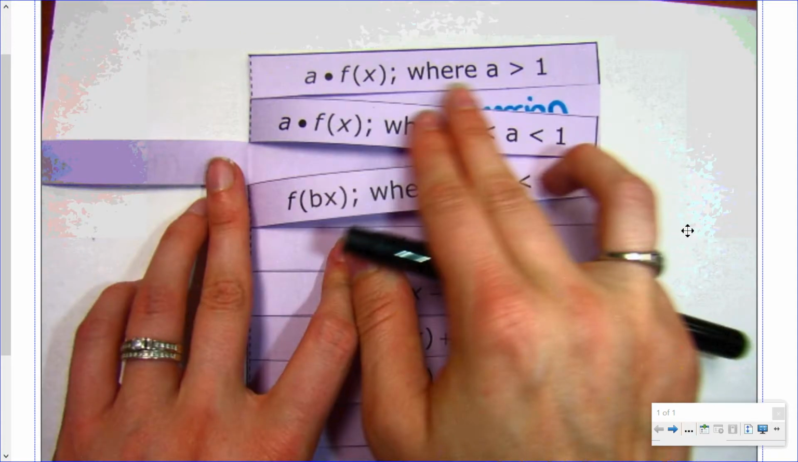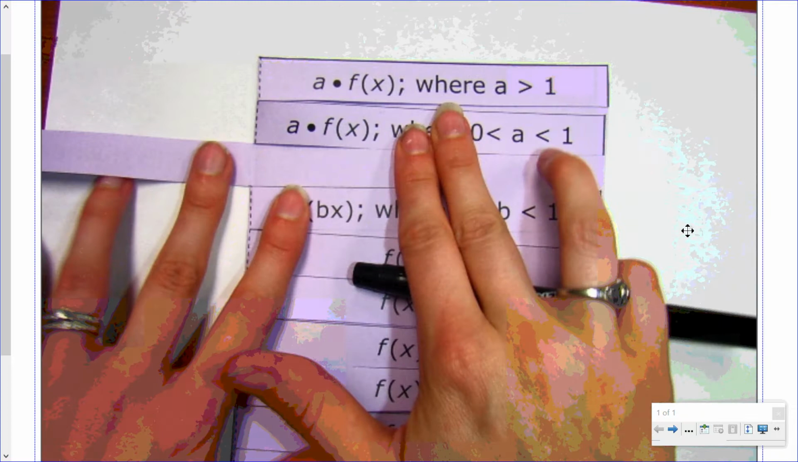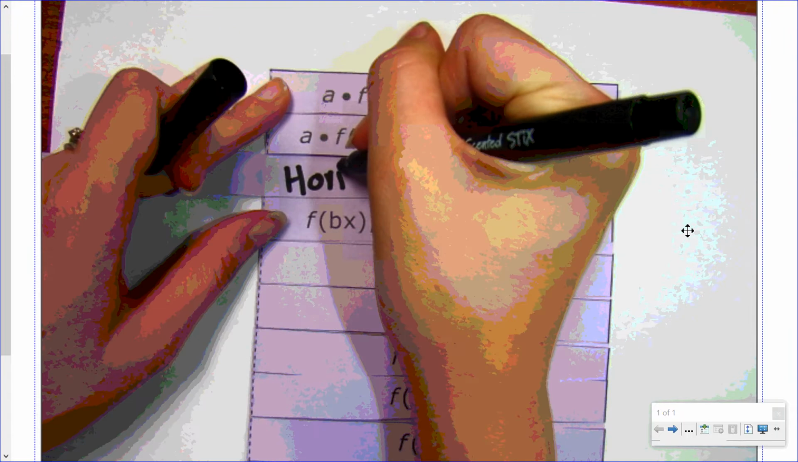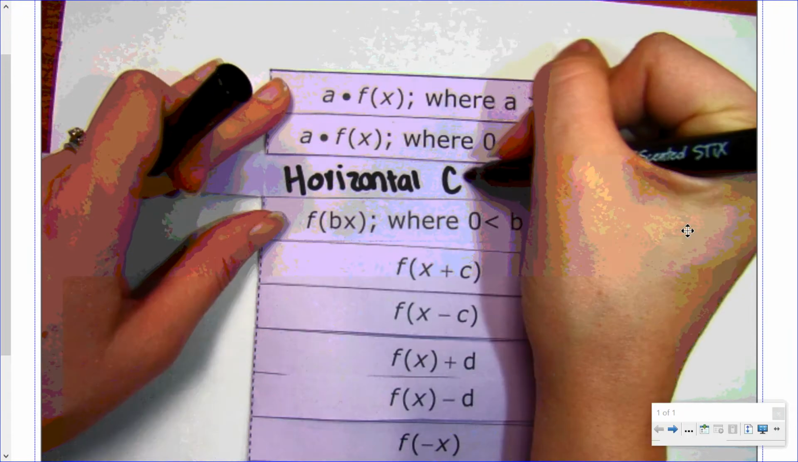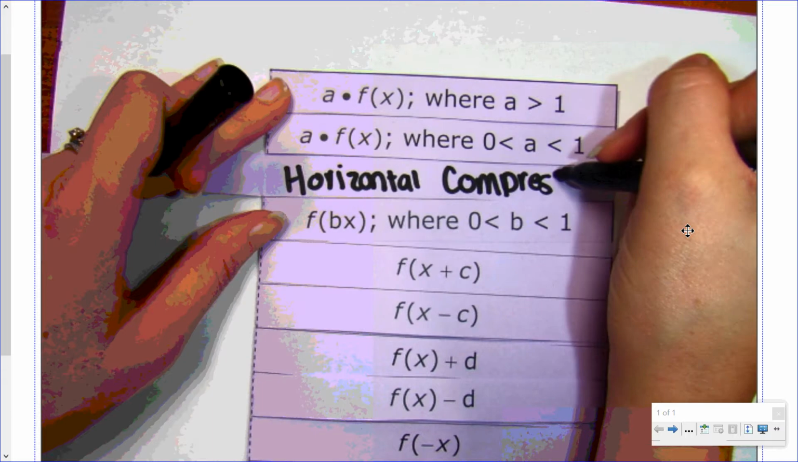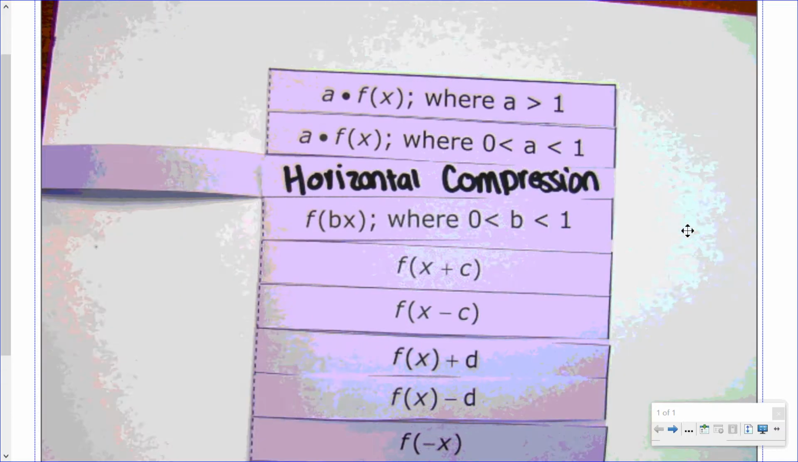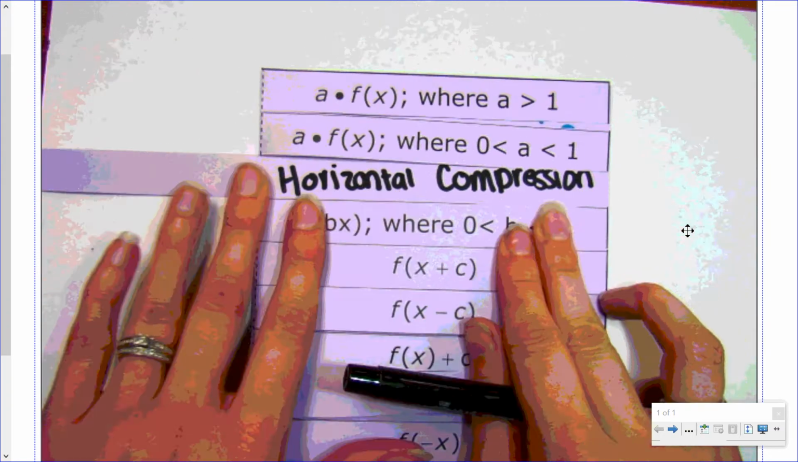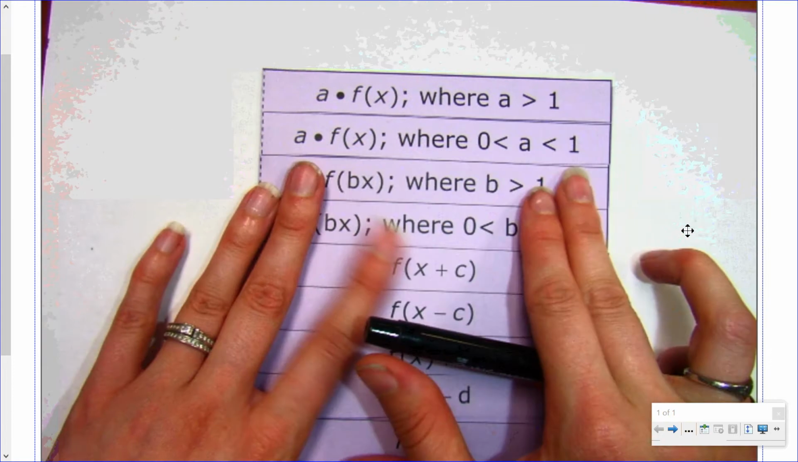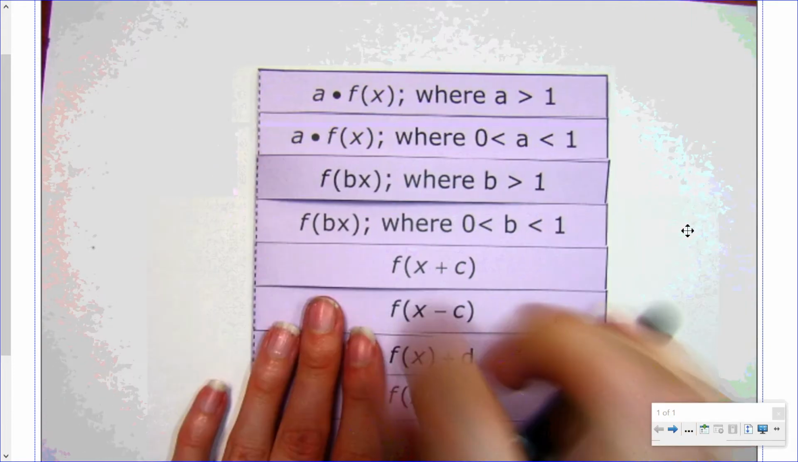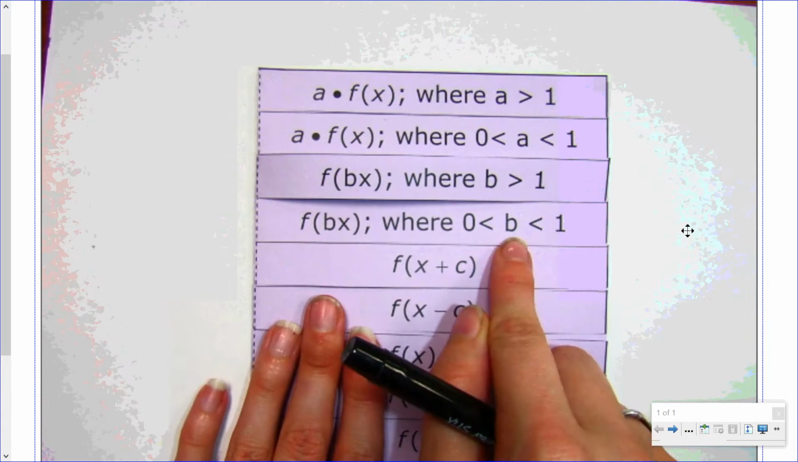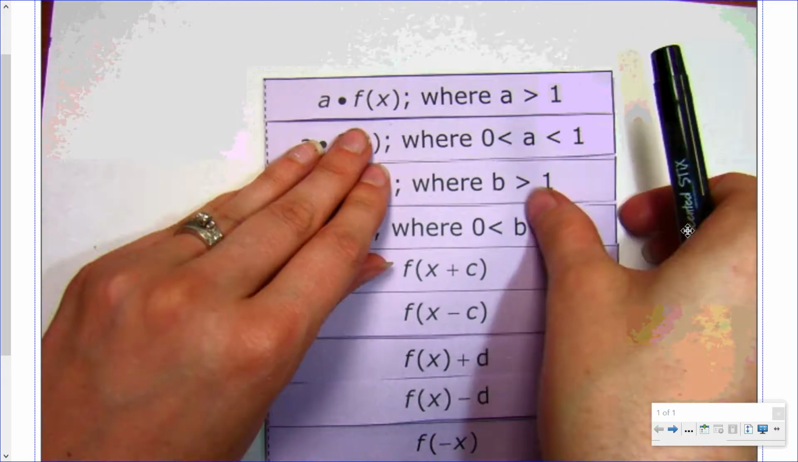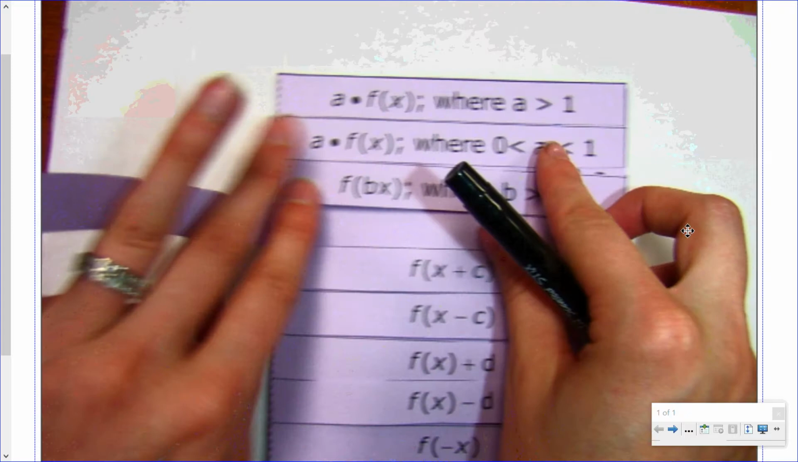When I multiply by a number greater than 1 horizontally, what's going to happen is I'm going to have a horizontal compression. When I compress something, that means it's shrinking, so we could call that a horizontal shrink as well. So what if I take that x value and I multiply by a number that is between 0 and 1? If it's between 0 and 1, I don't have a horizontal compression, but I have a horizontal stretch.